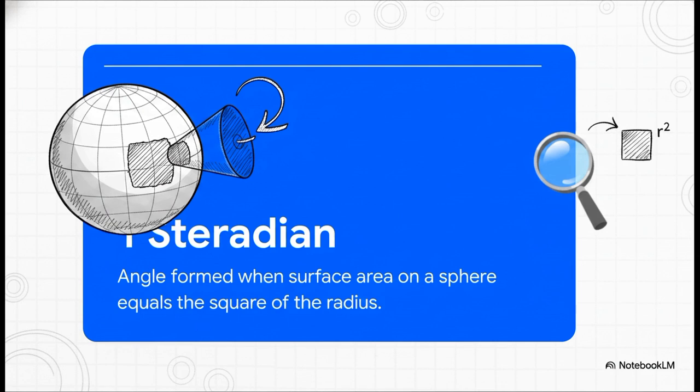Instead of drawing a single line along the edge like we did with our flat circle, we're now drawing a patch, a literal 3D area on the surface of that sphere. If the area of that patch is exactly equal to the sphere's radius multiplied by itself, the radius squared, the 3D cone-shaped angle that shoots out from the center of the sphere to fill that patch, that is 1 steradian.